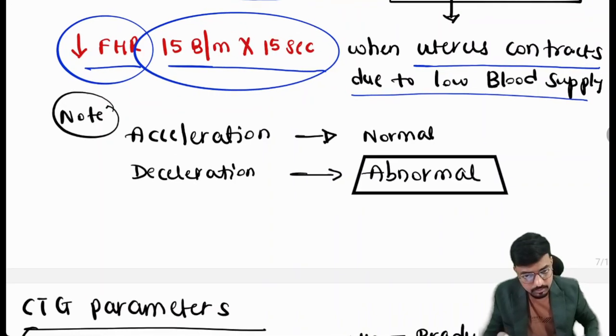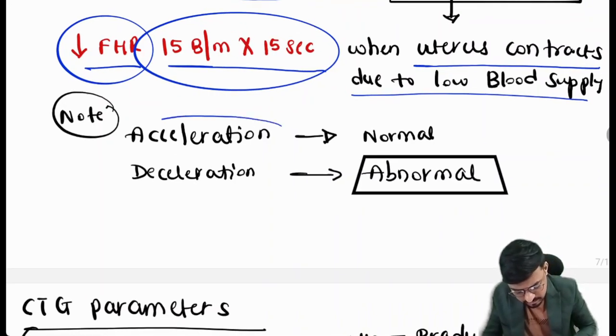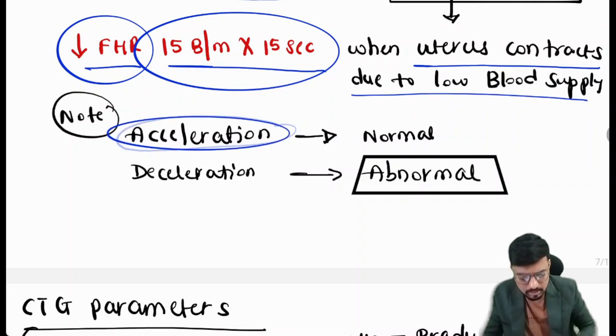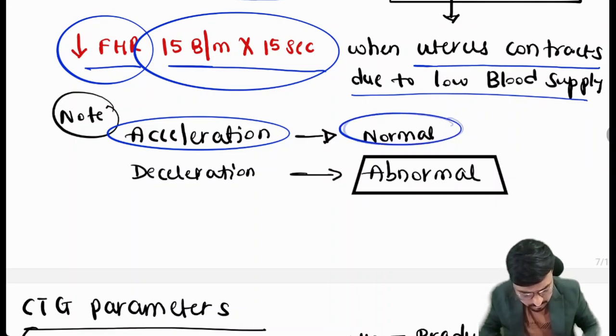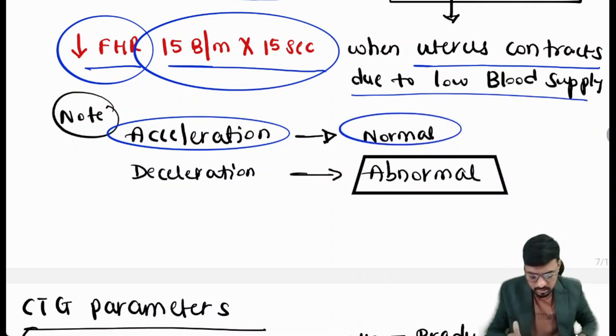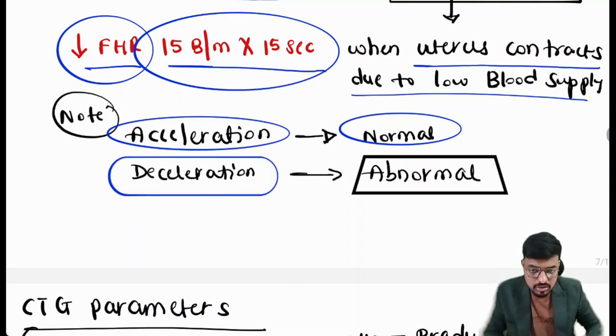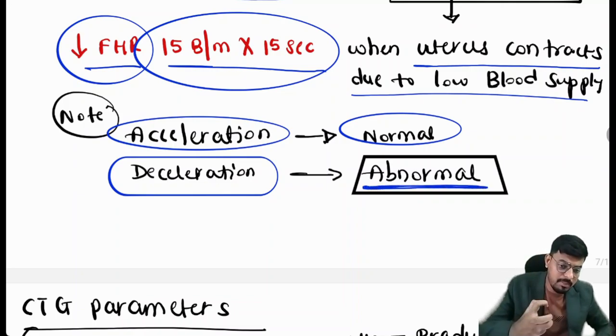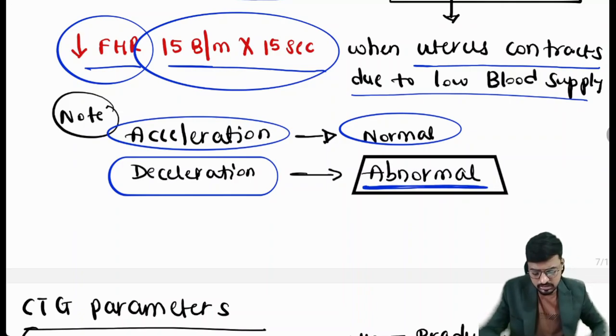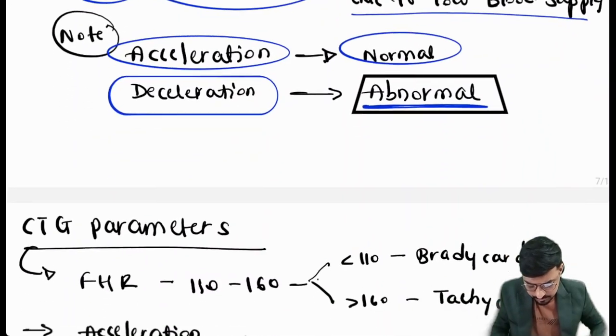So children, acceleration, an increase of the fetal heart rate of more than 15 beats per minute for 15 seconds, is the normal thing. But if the fetal heart rate decreases 15 beats per minute for 15 seconds, deceleration is the abnormal thing, which indicates a lack of blood supply to the fetus. That is very important: acceleration is normal, deceleration is abnormal.